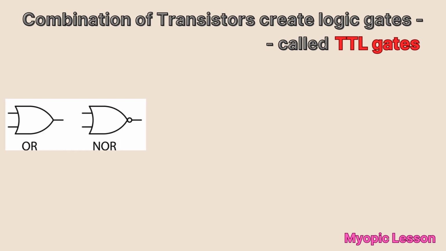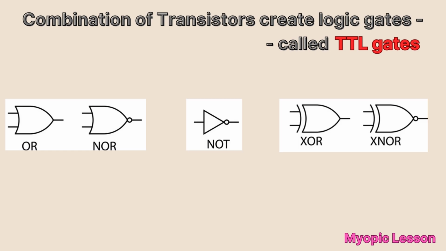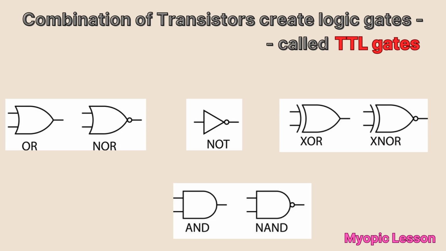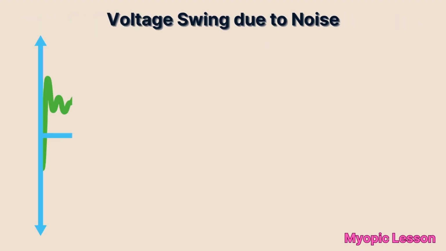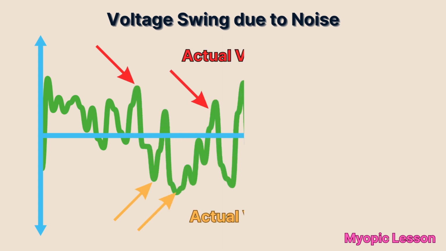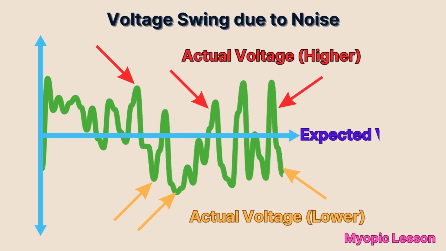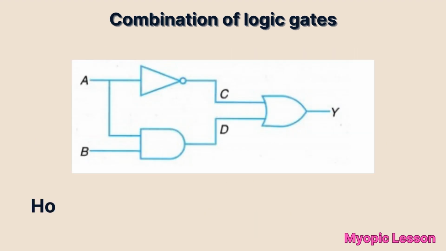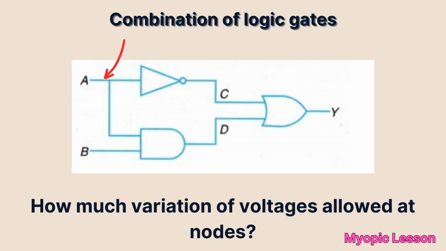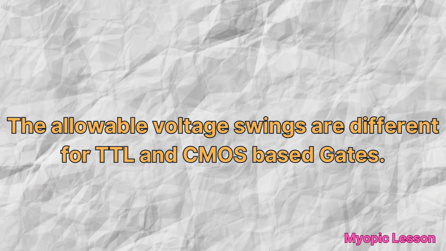There are other truth tables for OR and NOR gates, NOT gate, XOR and XNOR gates, and AND gates along with it. But the presence of noise superimposed on the gate voltage creates undesirable change of voltage state. The problem is aggravated when multiple gates are interconnected. The voltage swing may appear at various nodes. The allowable voltage swings are different for gates constructed with different technologies.